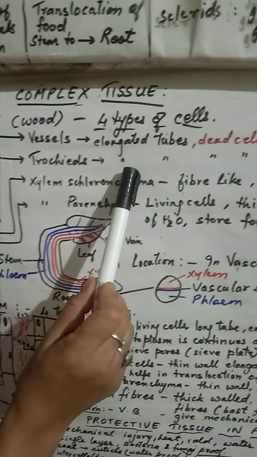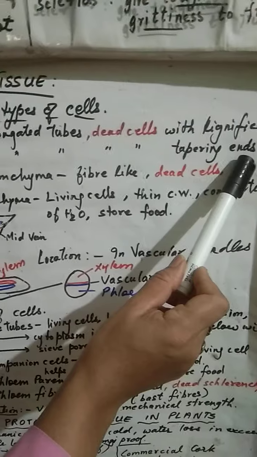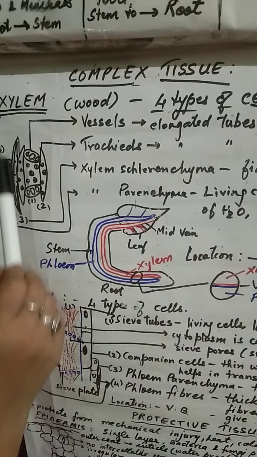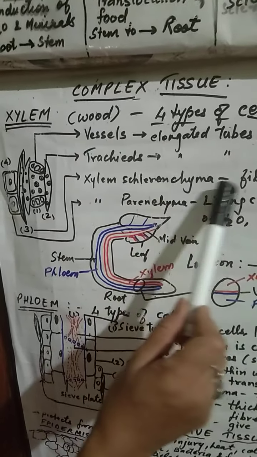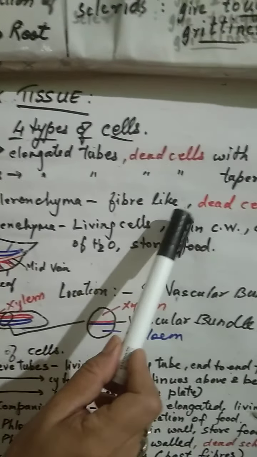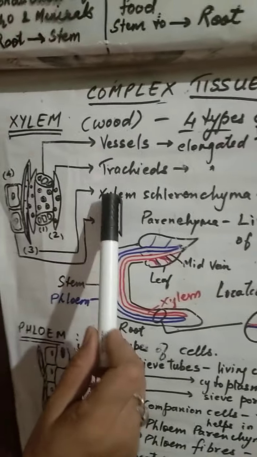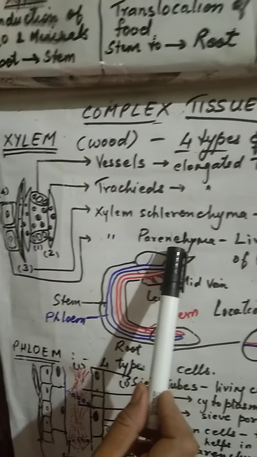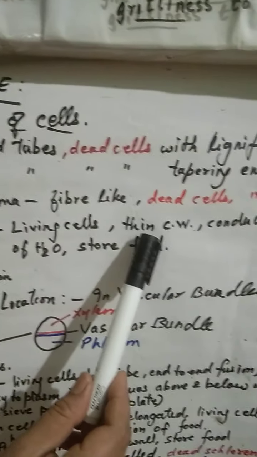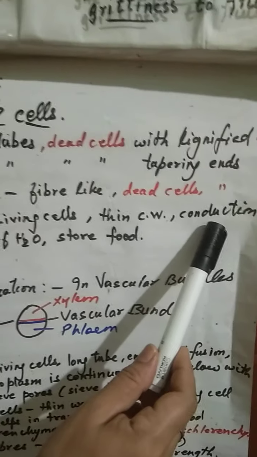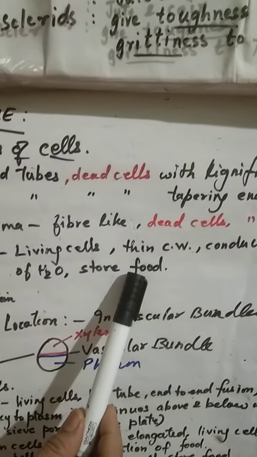They are also elongated tubes. They are also dead cells, but have tapering ends. The third, if you see the third one, is xylem sclerenchyma. So definitely they should be fiber-like. They are also dead cells. Fourth is xylem parenchyma. This parenchyma, as we already know, consists of living cells. They have thin cell walls. They help in conduction of water, and they also store food here.